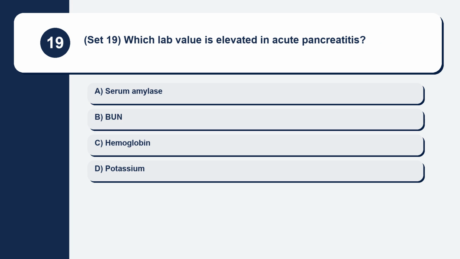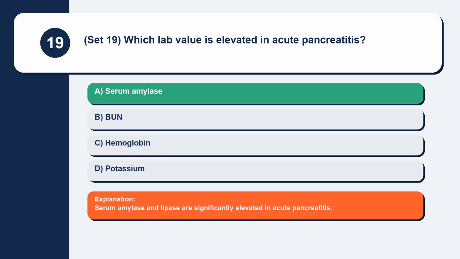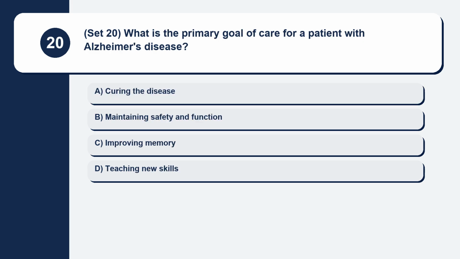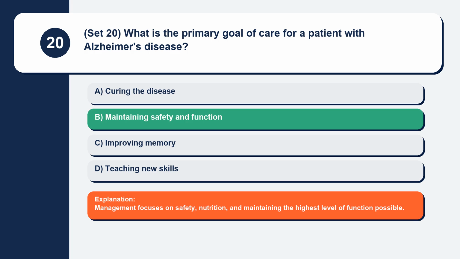Question 19. Set 19. Which lab value is elevated in acute pancreatitis? Serum amylase, BUN, hemoglobin, potassium. Serum amylase and lipase are significantly elevated in acute pancreatitis. Question 20. Set 20. What is the primary goal of care for a patient with Alzheimer's disease? Curing the disease, maintaining safety and function, improving memory, teaching new skills. Management focuses on safety, nutrition, and maintaining the highest level of function possible.